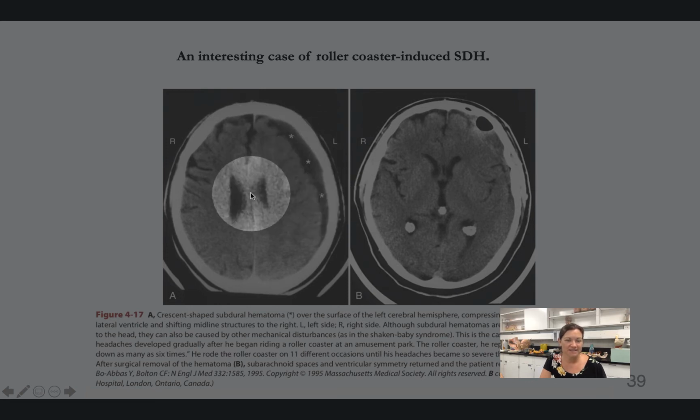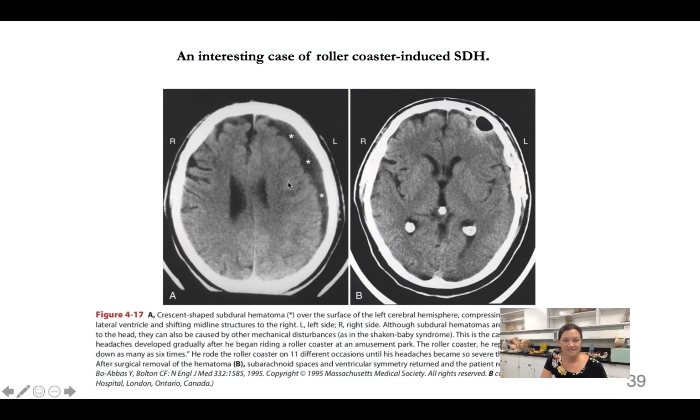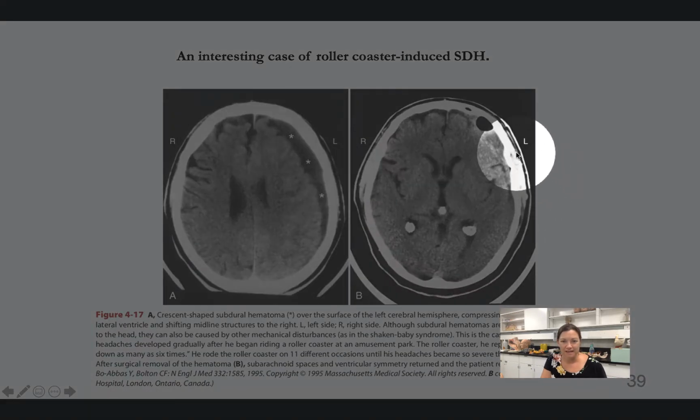You can see the mass effect here, compressing, shifting his brain toward the right, and compressing his left lateral ventricle. And this is him post-surgery. I believe he had surgery. Did he have surgery? Yes, surgical removal, good. You can see that he recovered, and so there's no hematoma persisting there. That space is an artifact, that is not hematoma.